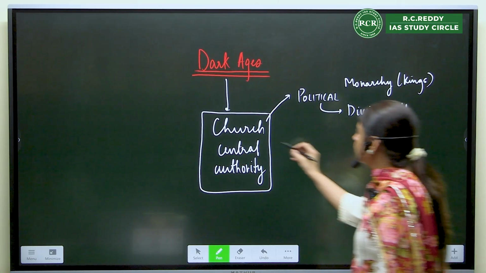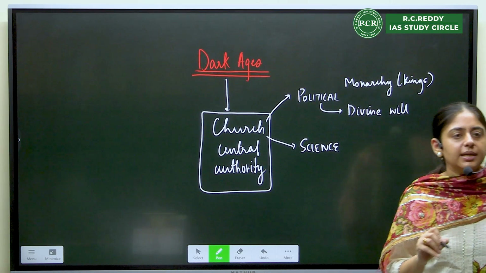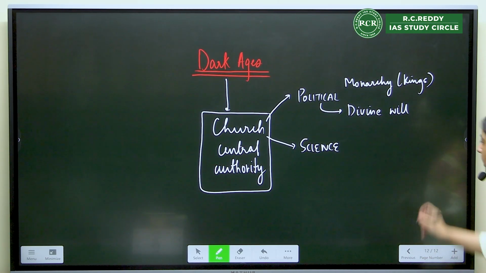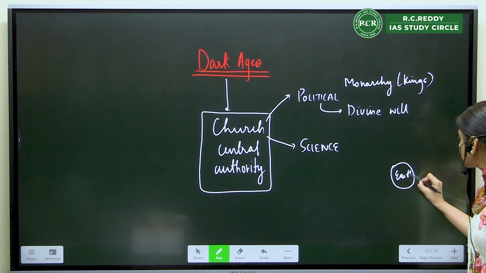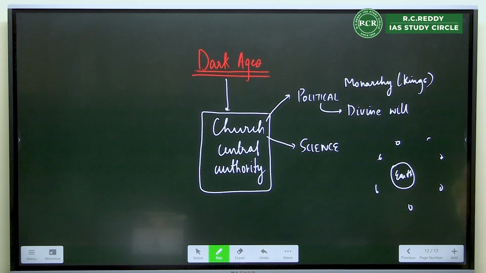Then church is controlling science also. Church is telling that this is a geocentric world. Earth is at the center and all other planets including the sun are moving around the earth, which was later proven wrong. That is why Galileo was put on trial when he challenged this. Copernicus proved it also. Galileo and Copernicus were put on trials. Galileo was awarded home imprisonment till his death. How dare you challenge the church? So church was an all-encompassing body. All-encompassing means it's controlling everything.